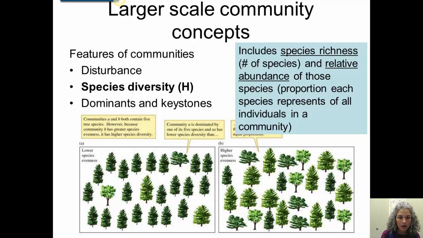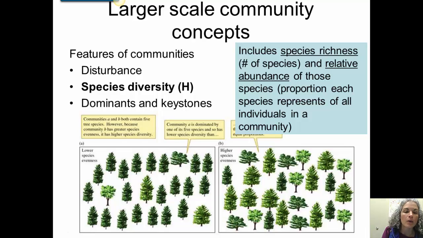So if you take a look at the images on the bottom of the screen, you see two communities. They both have the same number of species. However, the distribution of species, the relative abundances of species in community B is more even. So there's about equal relative abundances of all of those trees in that community. Whereas in community A, we see dominance by this one tree species. As a result, they have the same species richness. However, community B would end up having a higher ranking for species diversity because that measure takes into account not only richness, but also the relative abundance of the individuals within the community.